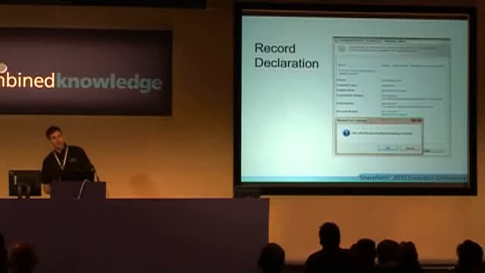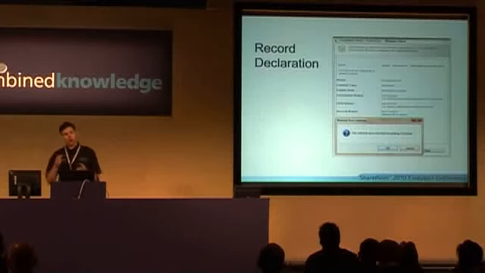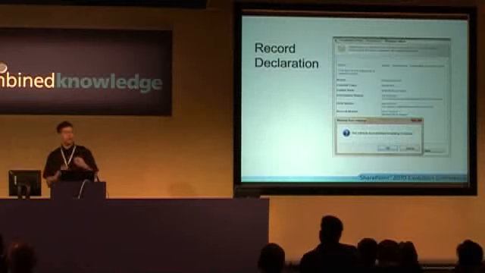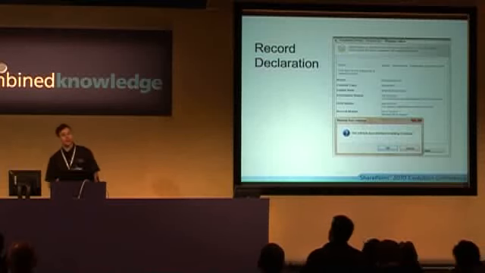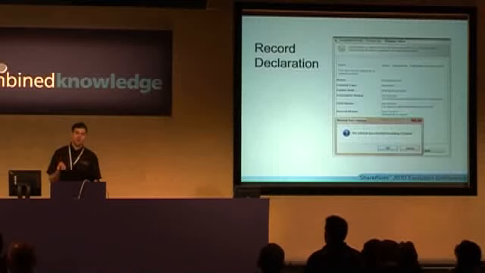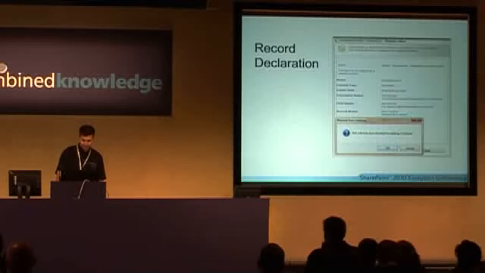Once we've declared a record, we've got the compliance details. This is quite a nice feature. You can go down on the ECB, click on there, and there's a compliance element. It'll tell you whether it's exempt from policy and what's currently happening with it. So you just get a quick overview of that document, where it's at within its retention lifecycle.